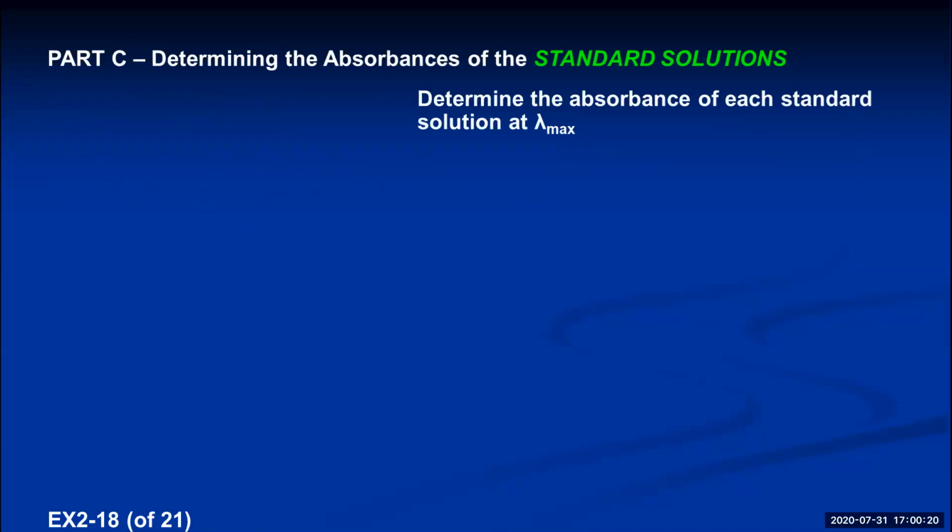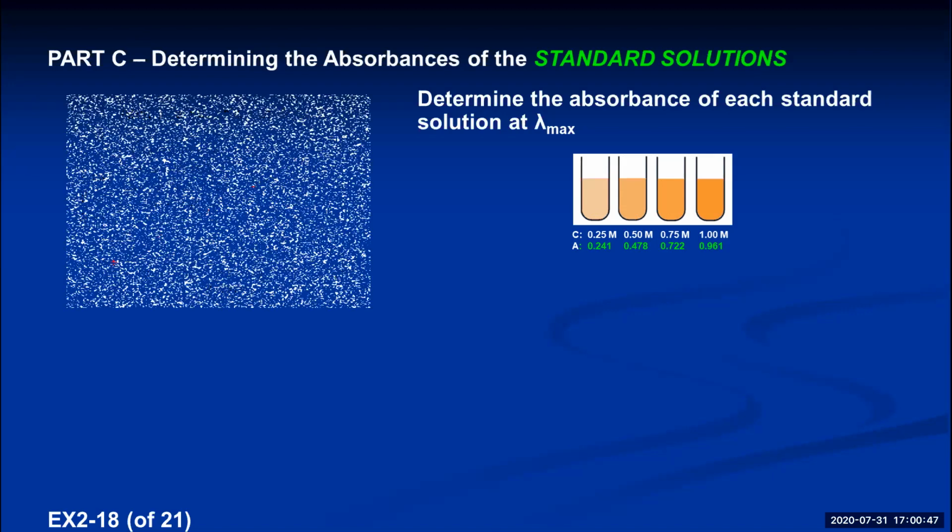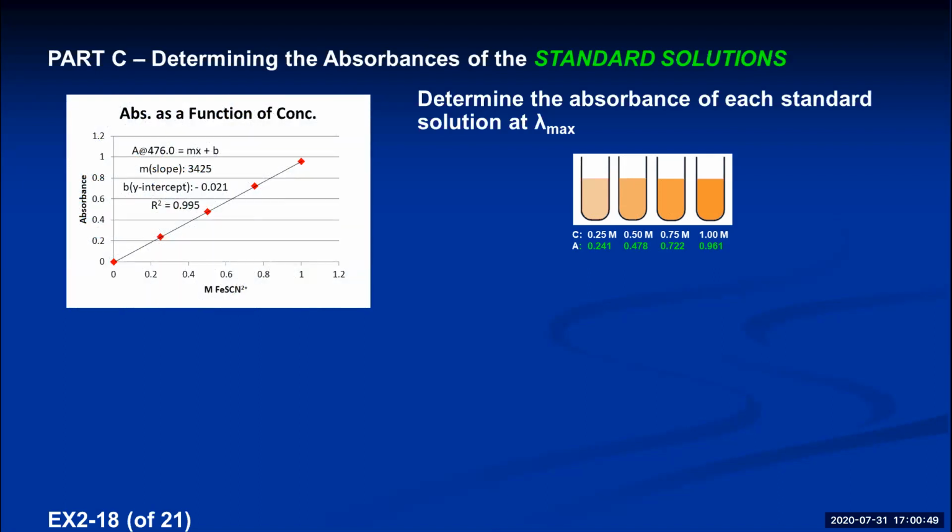Now, what we're going to do is determine the absorbance of each standard solution at this lambda max. So we have 4 or 5 or 6 different solutions. We'll place them into the spectrometer, read the absorbance, and tell it what the concentration is. And then Logger Pro will be able to make a graph of the data. In my little example here, I'm using 4 solutions, 4 different concentrations, and we've measured their absorbances in green right below them.